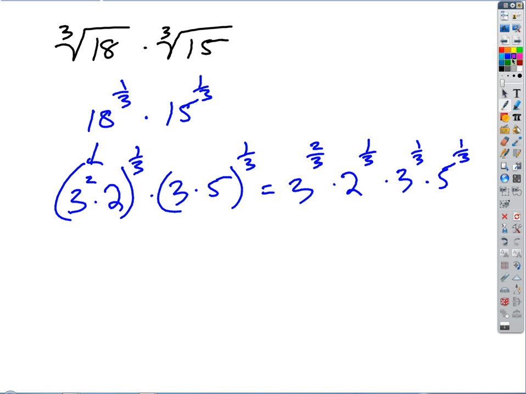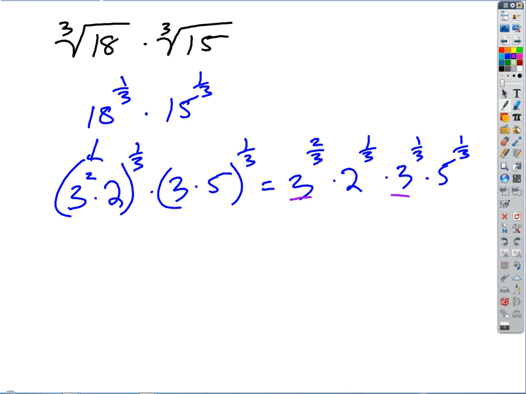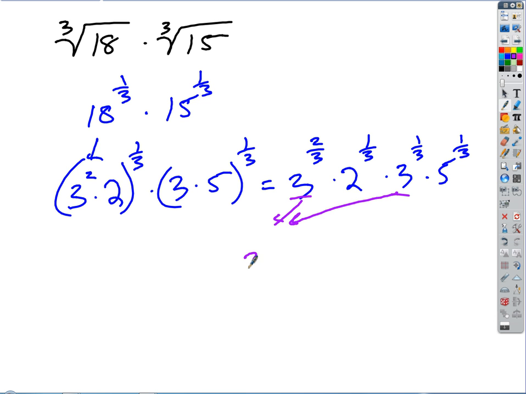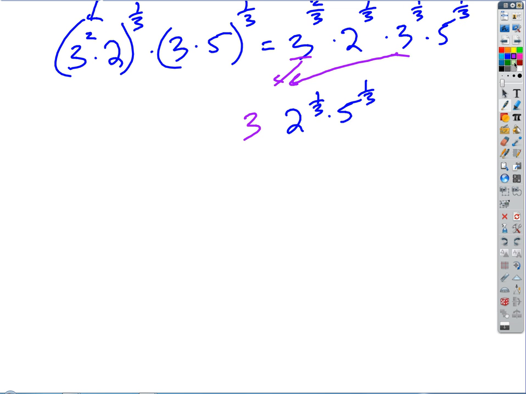You see any like bases? Threes. So you could just combine them all, since the exponents are in thirds. The 3 to the 2/3 times the 3 to the 1/3 just becomes 3 to the 3/3, so just a 3. Good. Now we are still stuck with a 2 to the 1/3 times a 5 to the 1/3 that we can't really do anything with, right? So what's our final answer then? 3 cube root 15, no, 10. Times the cube root of 10, right?